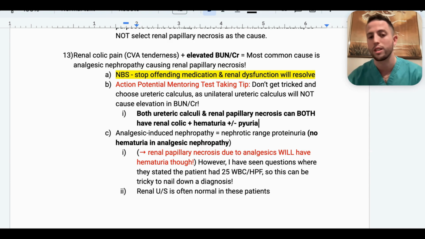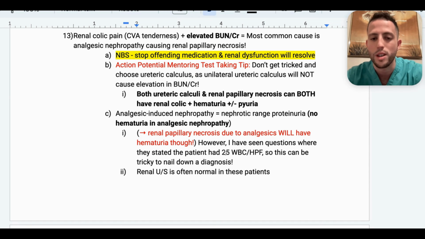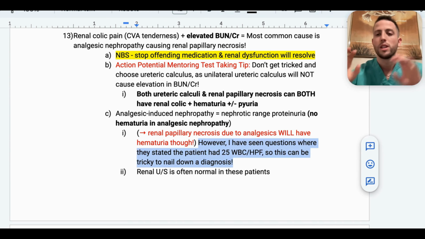And then the proteinuria by itself is just going to be analgesic-induced nephropathy. However, I have seen questions where they stated the patient had like 25 white blood cells per high-powered field, so this can be tricky to nail down the diagnosis. But if you look at, do they have hematuria, yes or no? If yes, then it's renal papillary necrosis. If no, you're thinking analgesic-induced nephropathy. That will get you the correct answer.